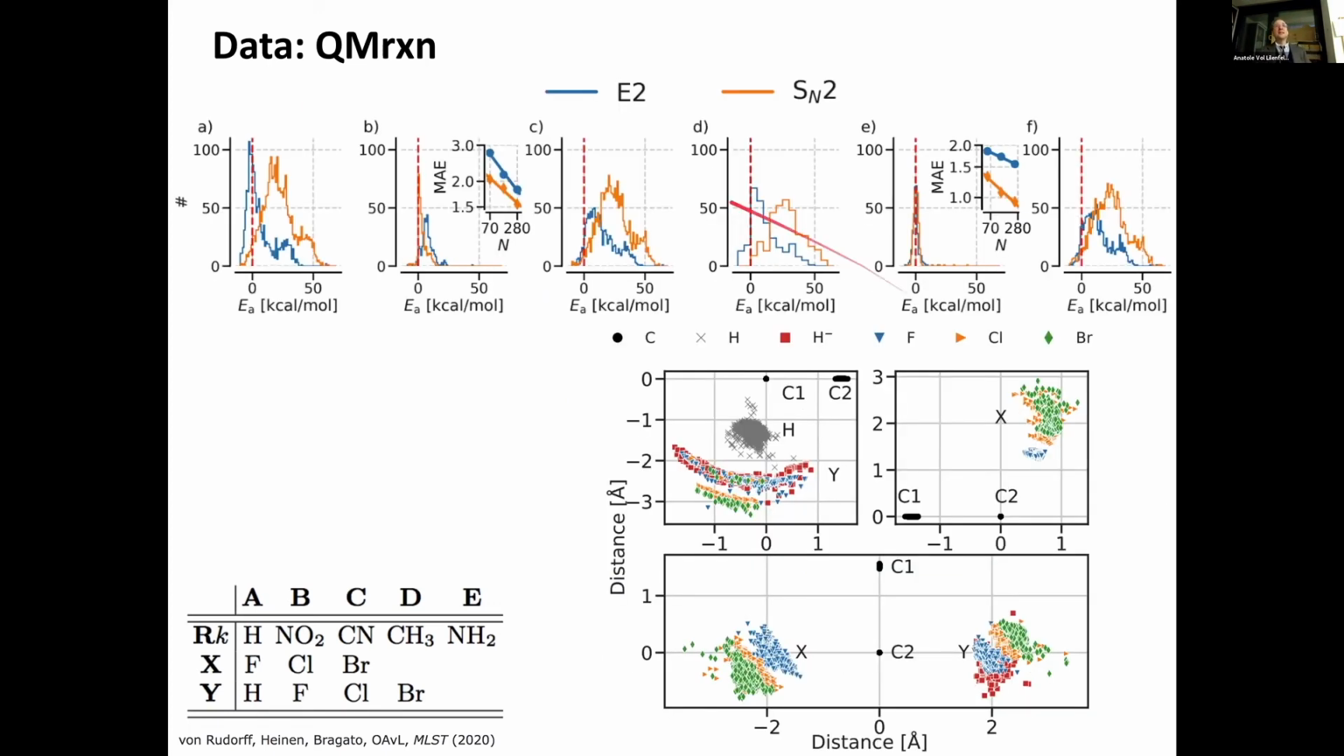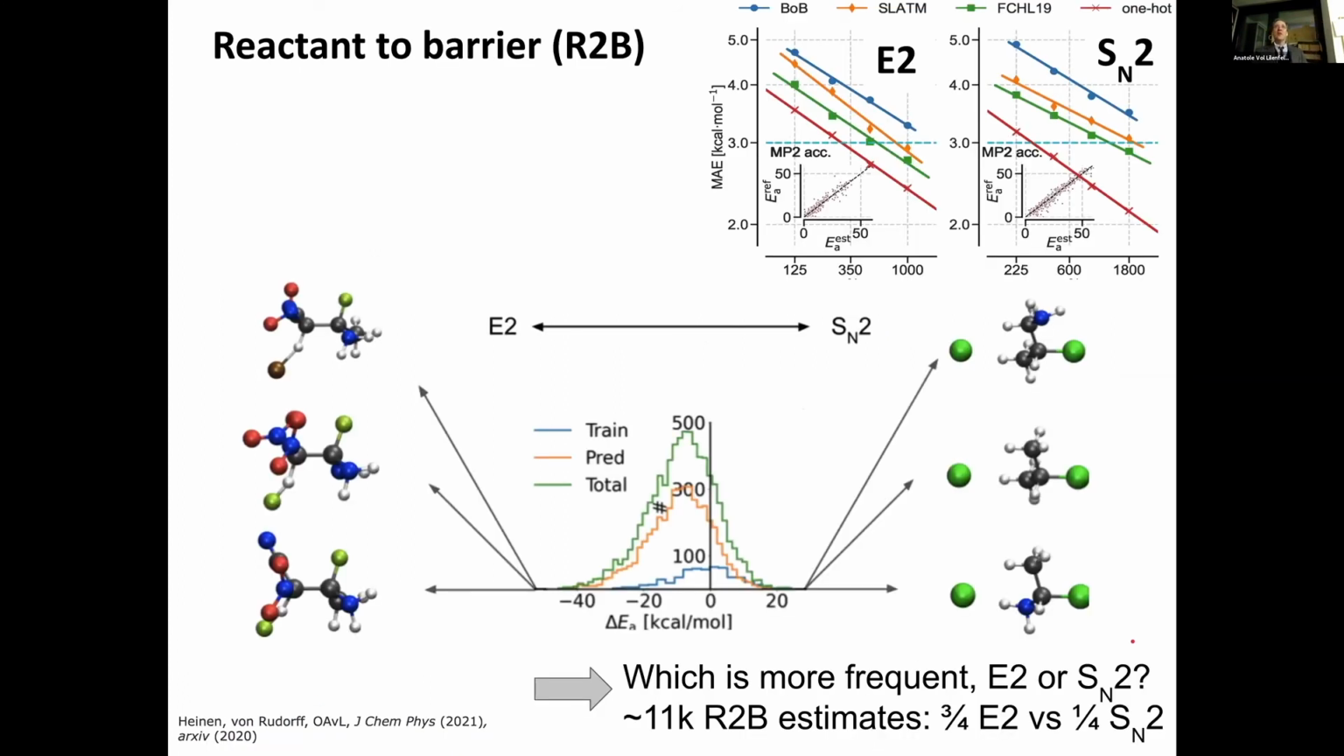Here you see some statistics on the data set. These are distributions of barriers at various levels of theory. And these are the distributions of the transition states for E2 and, down here, for SN2 in this data set. Now, we trained machine learning models, and you see this up here on the activation energy for E2. And here you see the prediction error coming down systematically for various representations, which we published previously, or one which we also included, which is this one hot encoding.